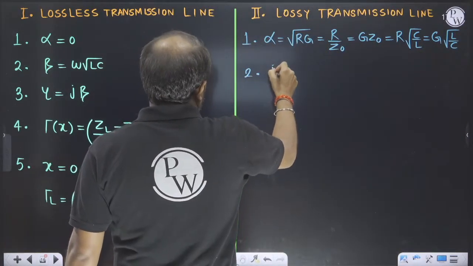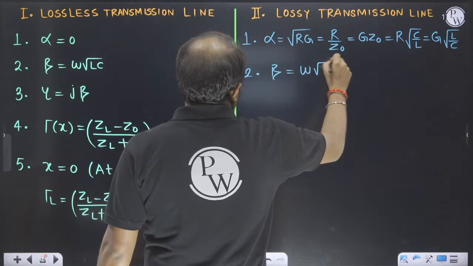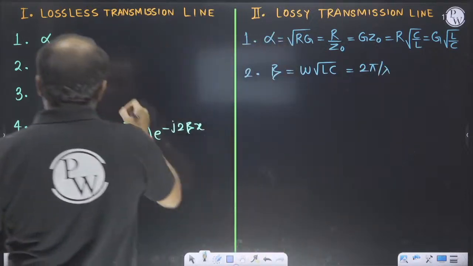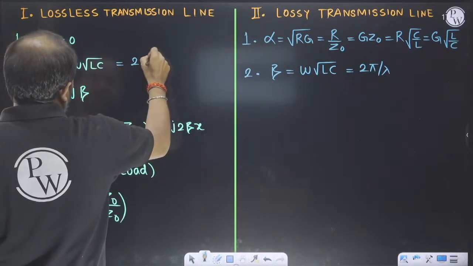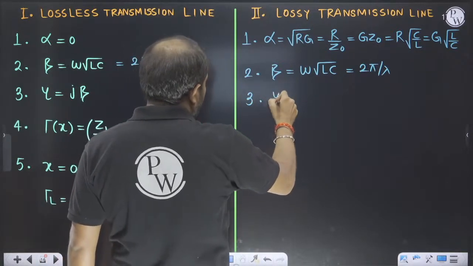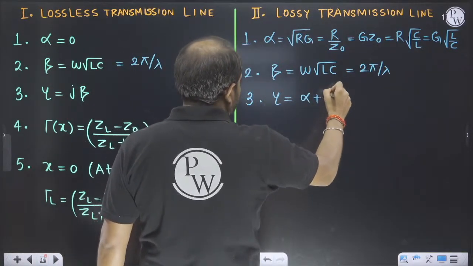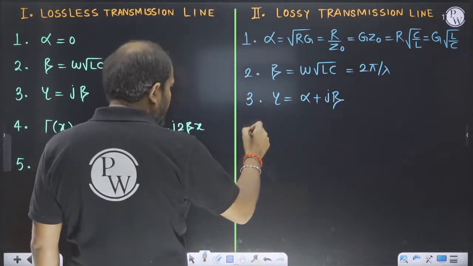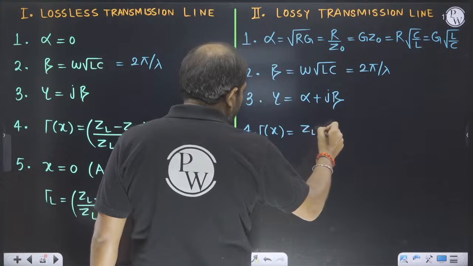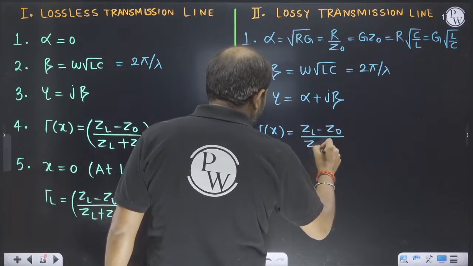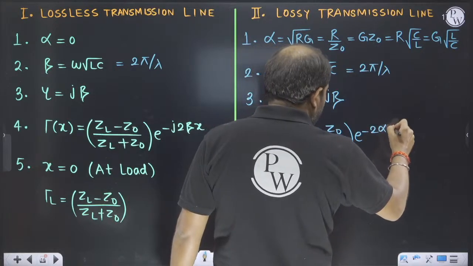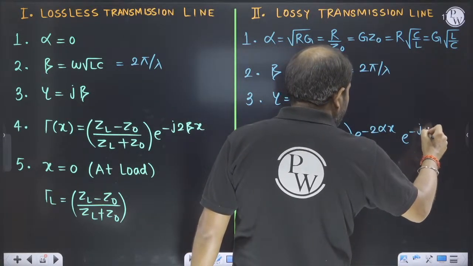Second thing is beta. Beta is equal to omega under root LC or 2 pi by lambda. Third thing is gamma. Gamma is equal to alpha plus j beta. Fourth thing is reflection coefficient. Reflection coefficient will be written as ZL minus Z0 upon ZL plus Z0, and e to the power minus 2 alpha x, e to the power minus j2 beta x.